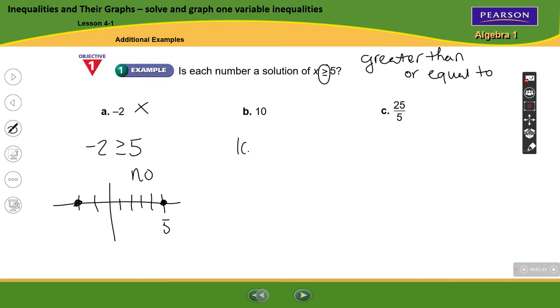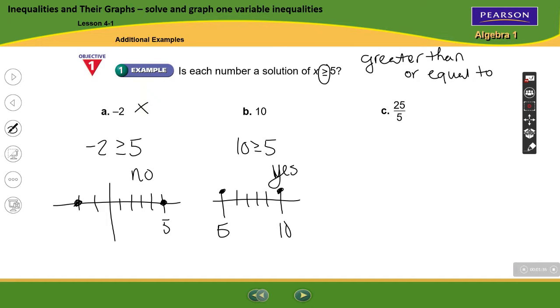What about 10? Is 10 greater than or equal to 5? Same idea, look at a number line. Here's 5, 6, 7, 8, 9, 10. Here's 10. Here's 5. 10 is further to the right, so 10 is indeed greater than or equal to 5. And the answer is yes.